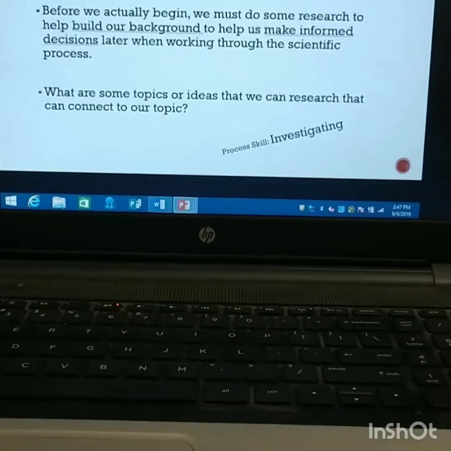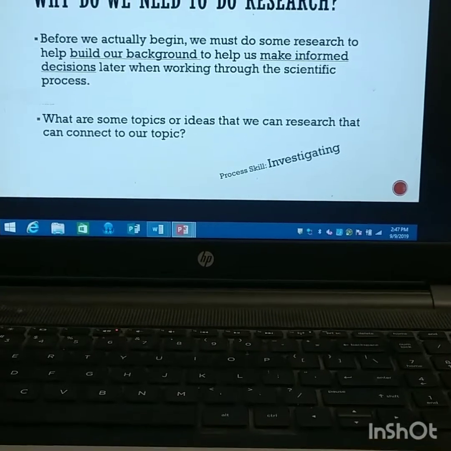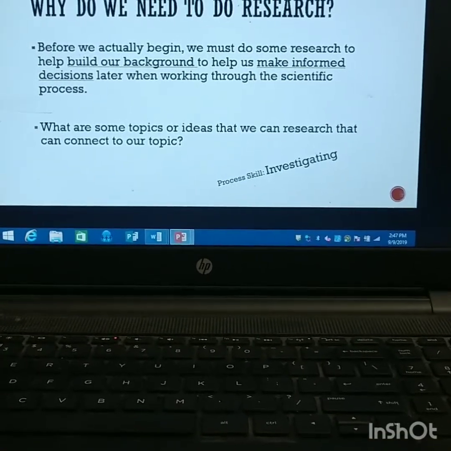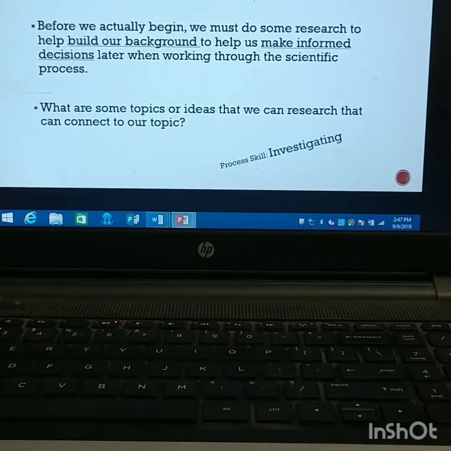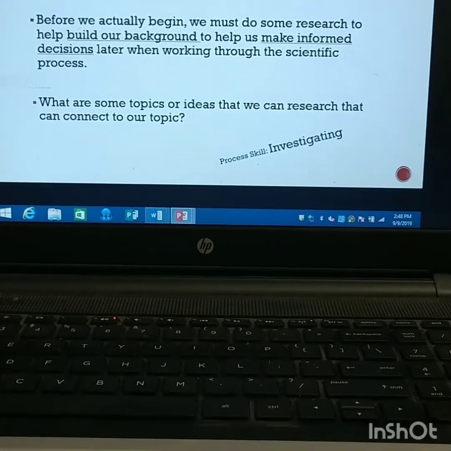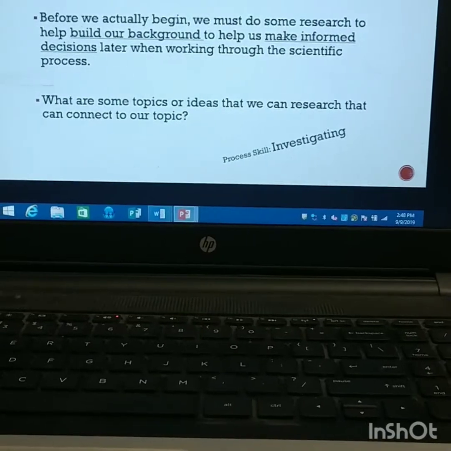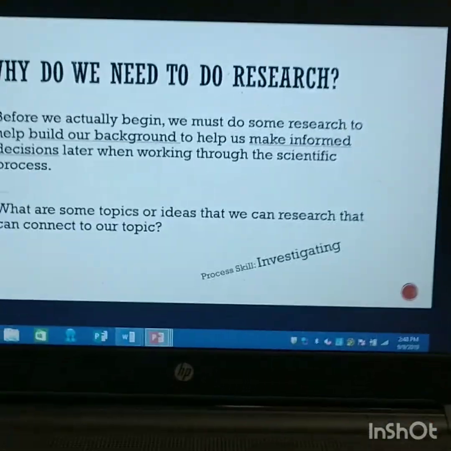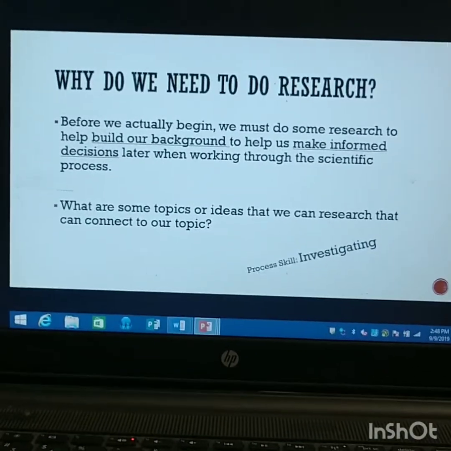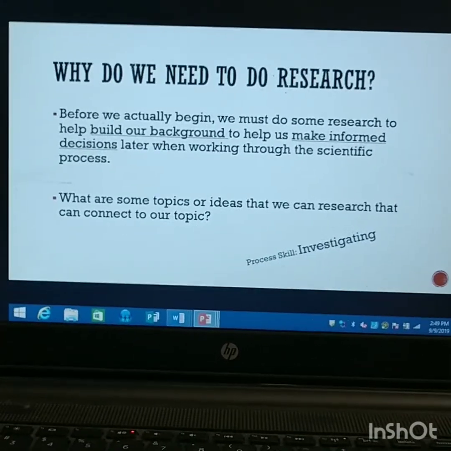Why do we do research? Before we actually begin, we must do some research to help build our background. That's underlined because that is part of what you needed to write. To help make informed decisions, also needed to be written. Later, to work through scientific process. All right, and so we talked about what are some topics, areas of ideas, that we can research to connect to our topics.